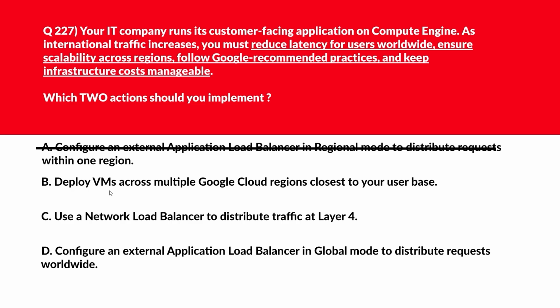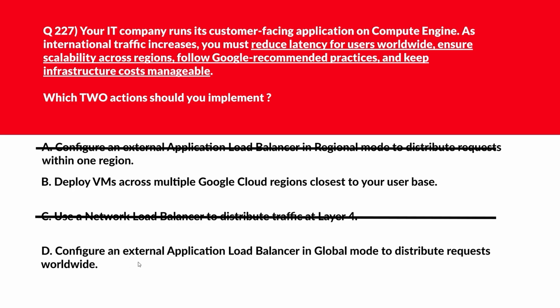B says deploy virtual machines across multiple Google Cloud regions closest to your user base. Deploying virtual machines in multiple regions places workloads closer to users, reducing latency and improving responsiveness. Let's keep it. Now, option C, network load balancer works at layer 4 of the OSI model, which lacks global distribution and doesn't optimize latency for worldwide traffic. We'll eliminate it. Let's move to D.